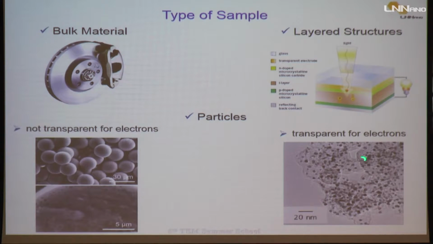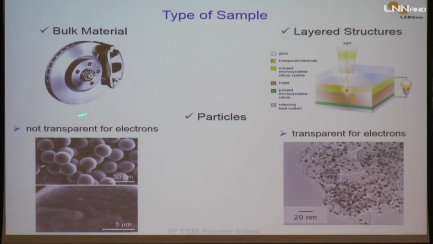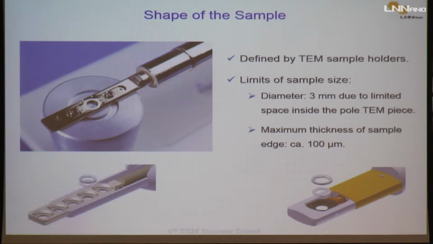In this case, the particle simply goes directly to the microscope, and you have transmission through the sample. Okay? To go to the microscope, you can't put it inside the machine, okay? You need to cut and so on and prepare a sample. Which kind of shape do you have?